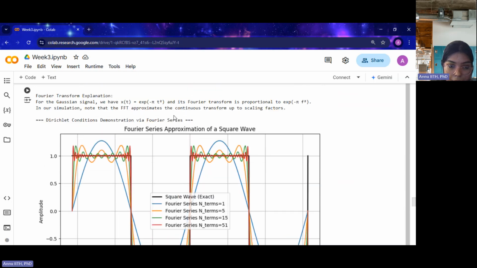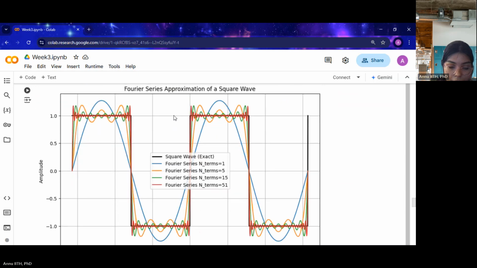Fourier series approximation. Okay. So when we sum the sine and cosine an infinite number of times, that approaches the square wave. So Fourier series, number of terms is 1, number of terms is 5, number of terms is 51. So red color, it is almost approximating. And if we change it to 100 or 200, it will approximate even better.